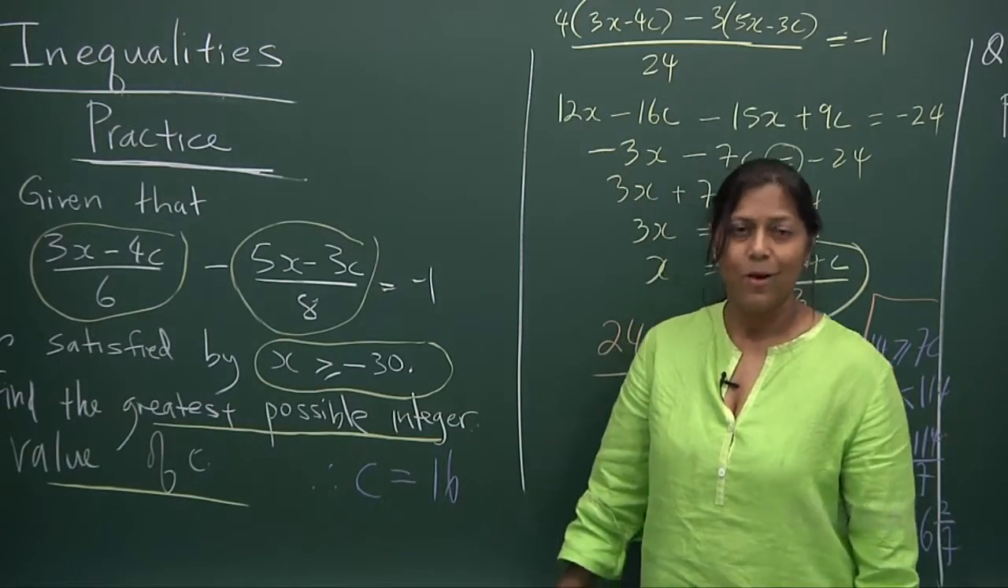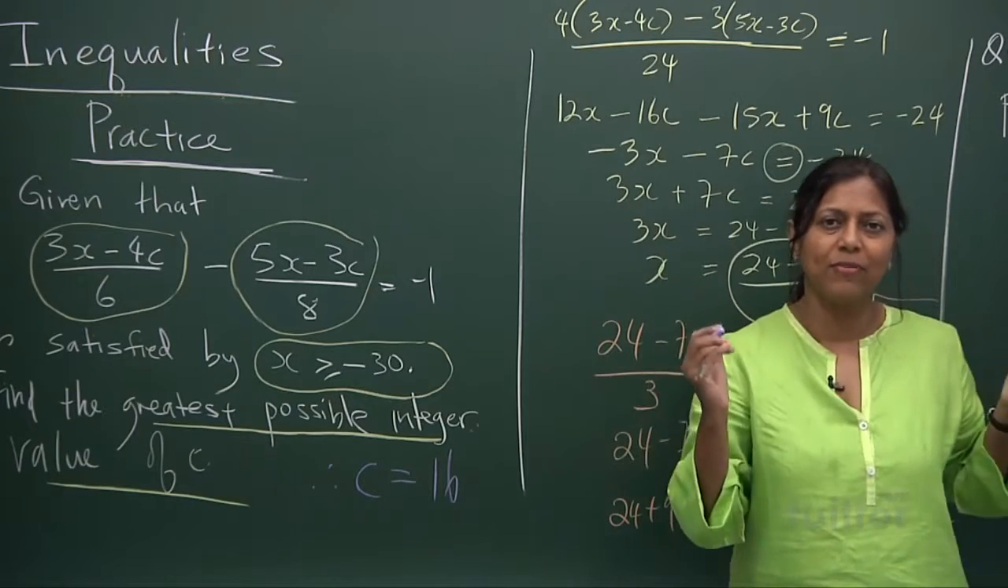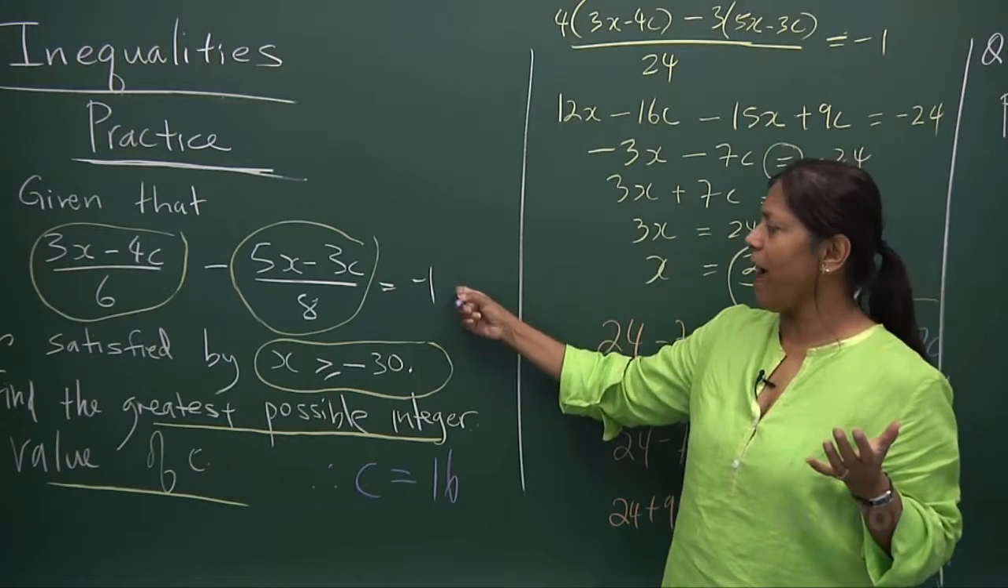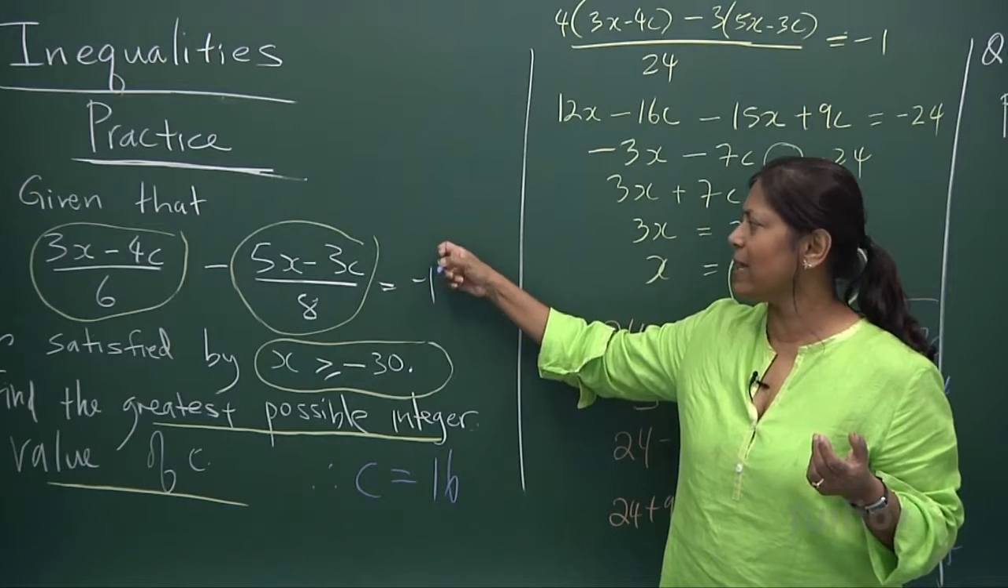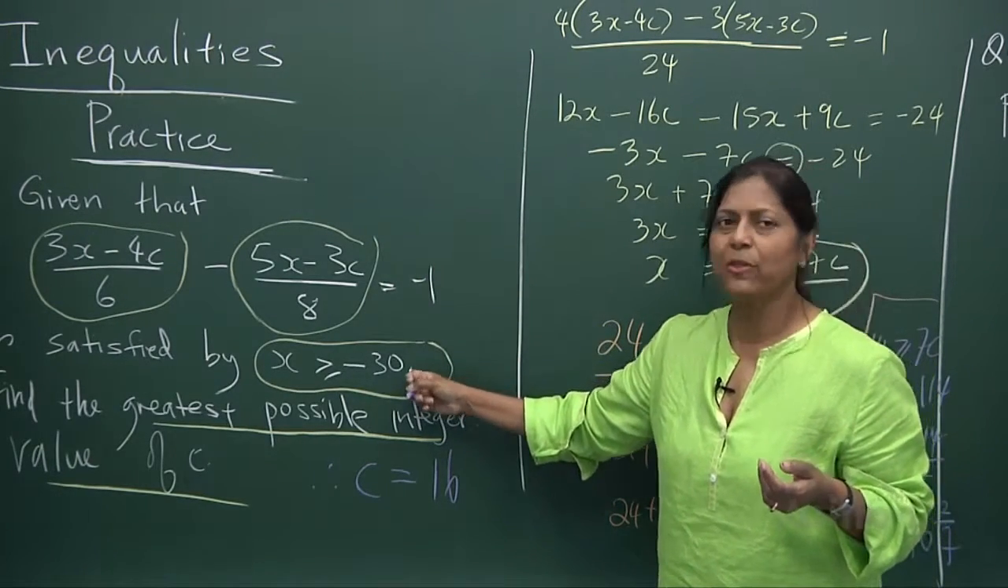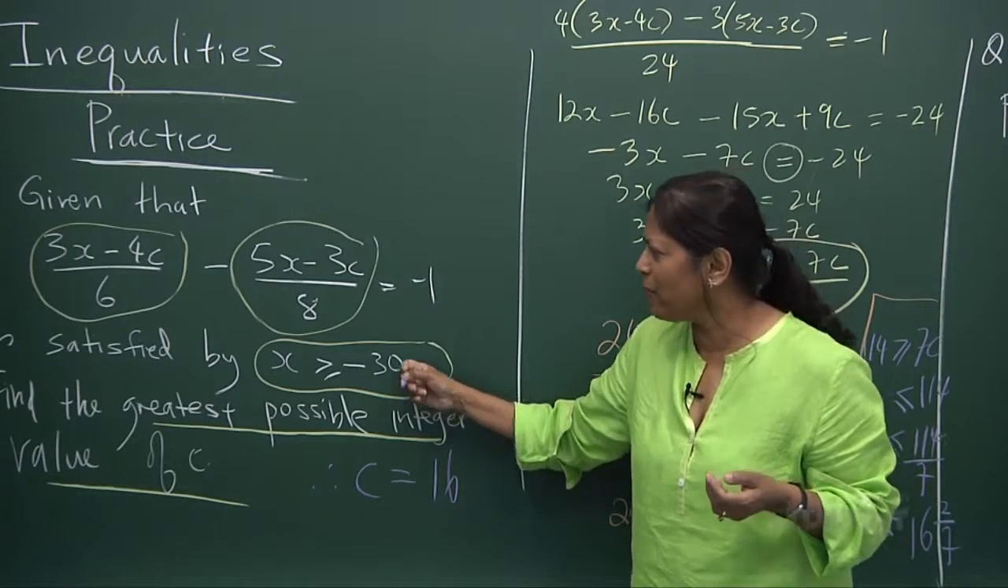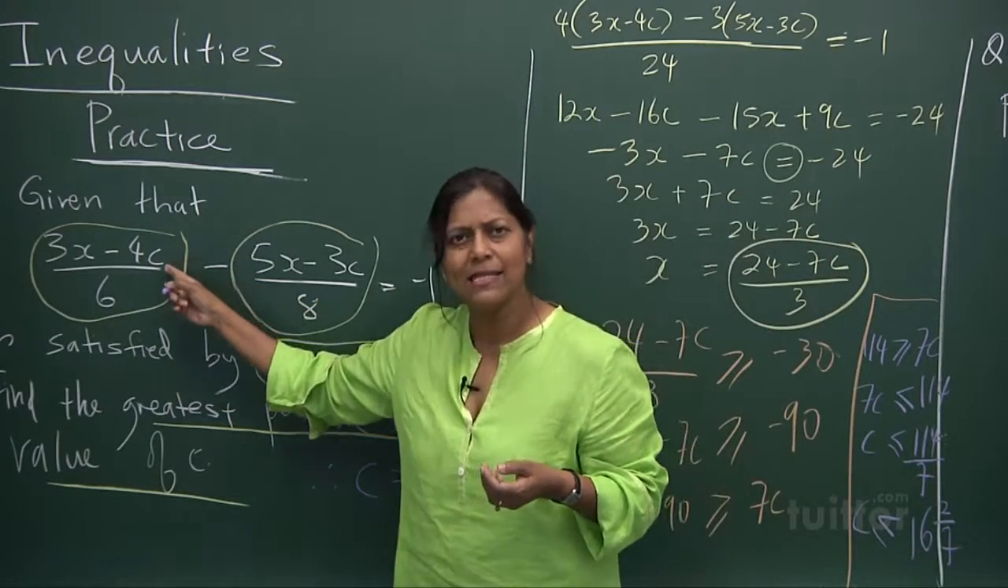Got it? What do we do again? Let's do a quick run of the sum. We're given this part and they say satisfied by x. This equation is satisfied by the inequality. And we've got this stranger there, c.